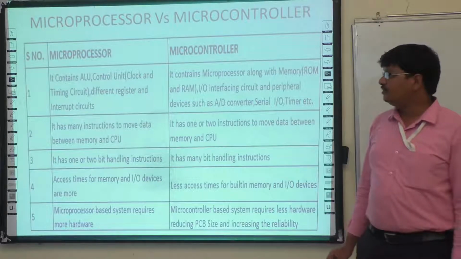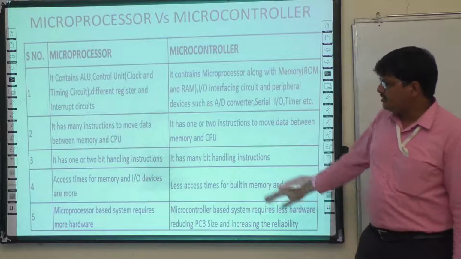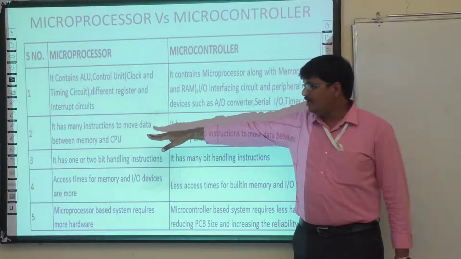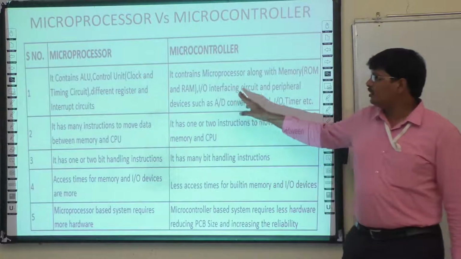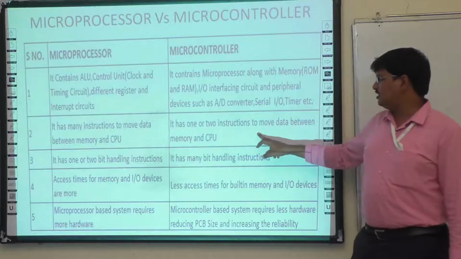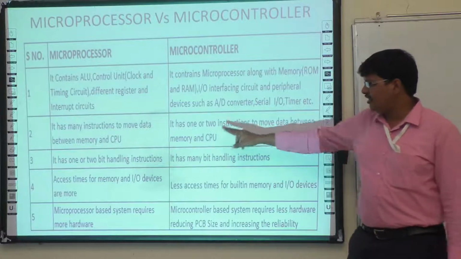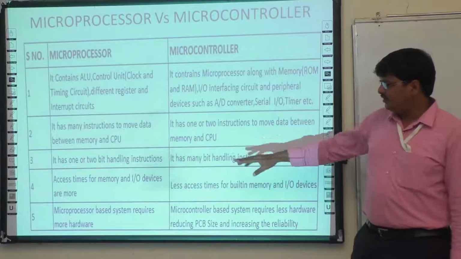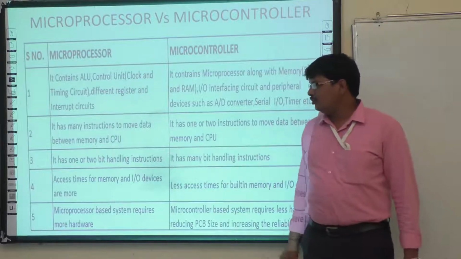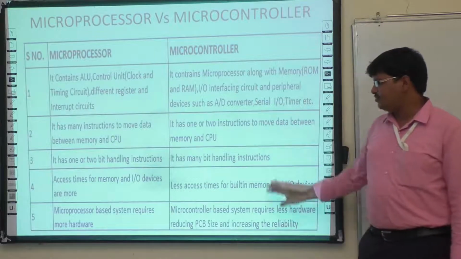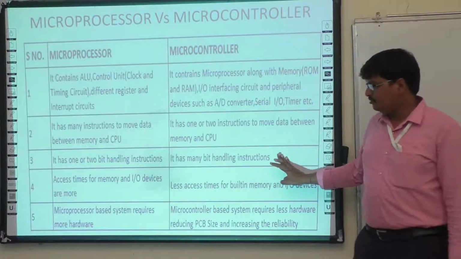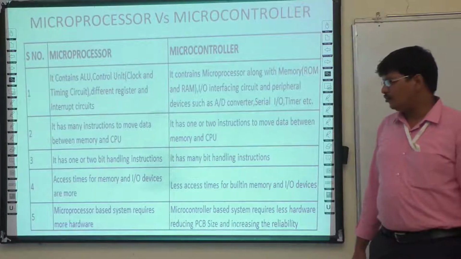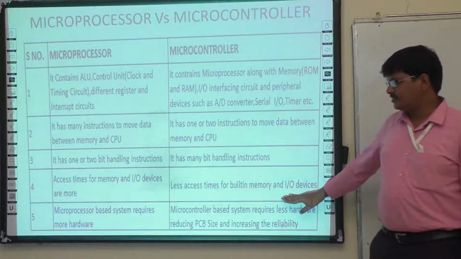Next, what is the difference? A microprocessor has many instruction sets that can be used for moving the data between the memory and the CPU. Coming to a microcontroller, it has one or two instructions to move the data between the memory and the CPU. Coming to the third difference, a microprocessor has one or two bit handling instructions, while a microcontroller has many bit handling instructions. The next difference is that the accessing time between the memory and input-output devices is more in a microprocessor. Here, the accessing time is less.